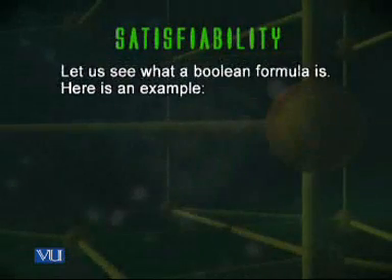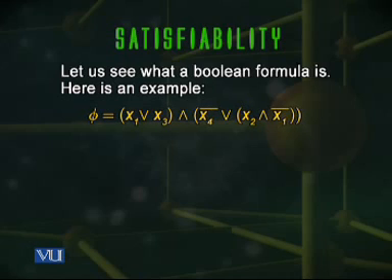Let's go through these definitions formally. So once we have Boolean variables, we can make Boolean formulas. Let's first look at an example. Here's an example. Phi is equal to (x1 or x2) ANDed with (x4 bar or (x2 and x1 bar)). So this is a Boolean formula.